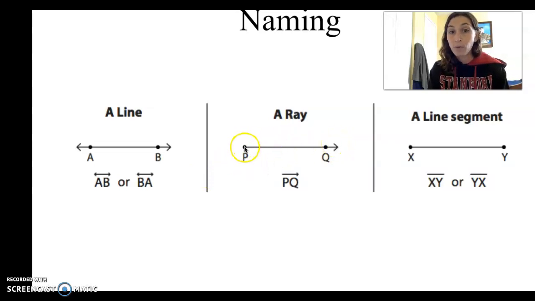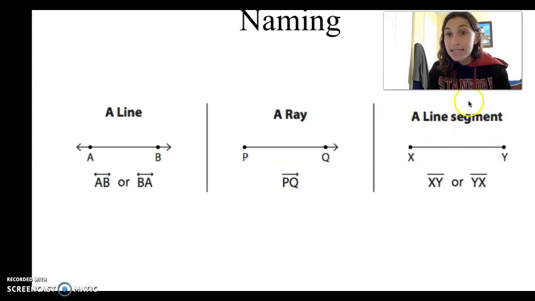Here I know my endpoint is P, so I'm going to put that right there. And then my other point is Q. I draw the ray above it, knowing that my endpoint is near the endpoint of the ray that I drew above it. A line segment.